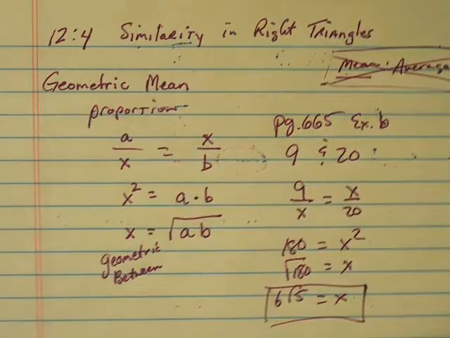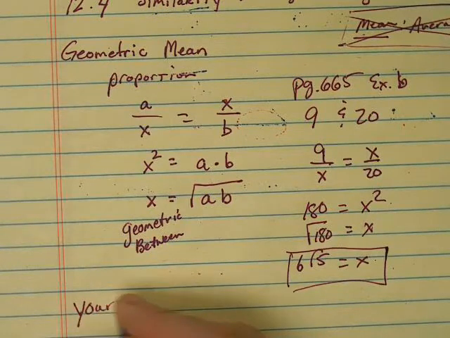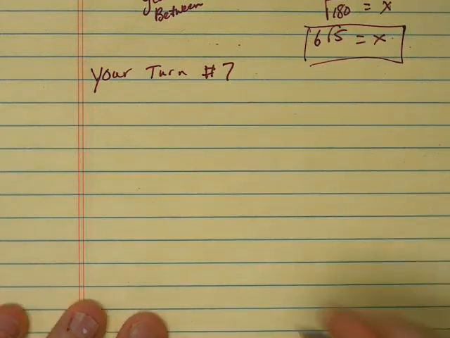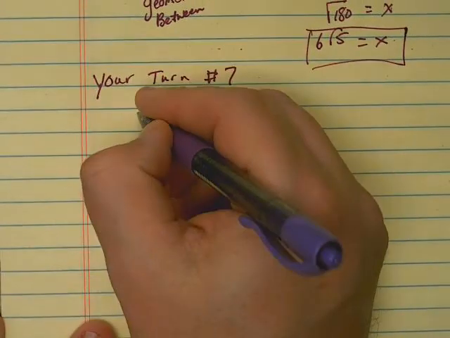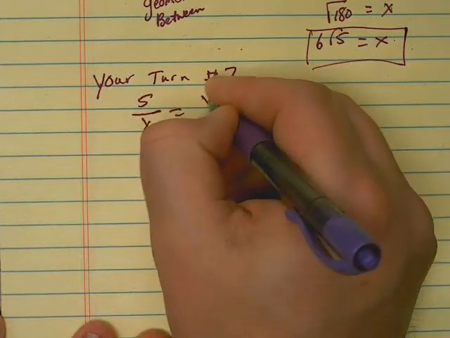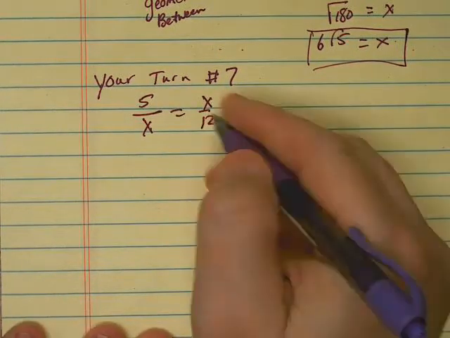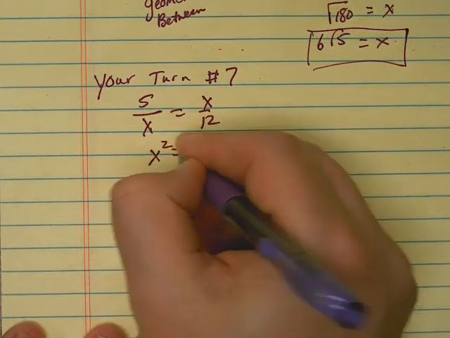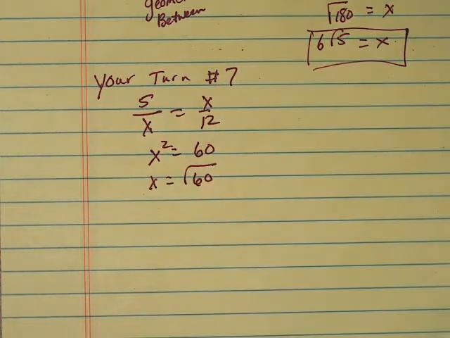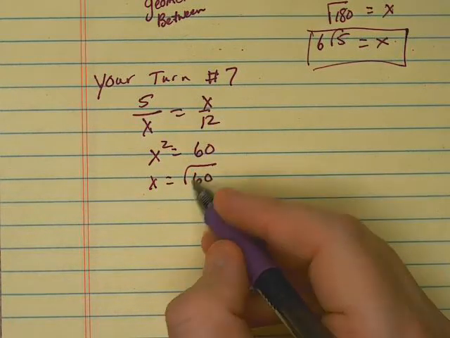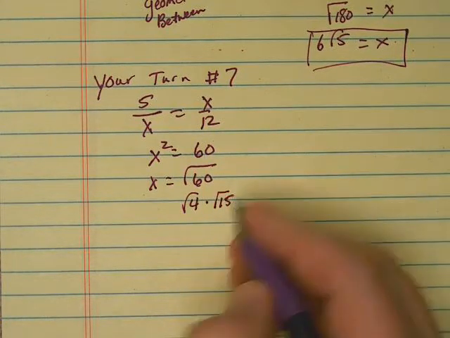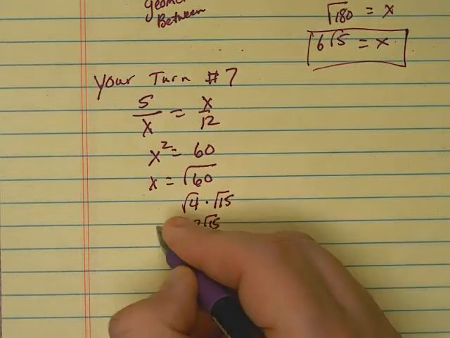All right, let's do another one. Your turn, number 7, at the bottom of the page: 5 and 12. If you want to set up the proportion, you go like this. We cross multiply, and so x squared is equal to 60, and so x is equal to the square root of 60. What is that? It's not an even number. It's a radical. Basically the square root of 60 is the square root of 4 times the square root of 15, or 2 radical 15.